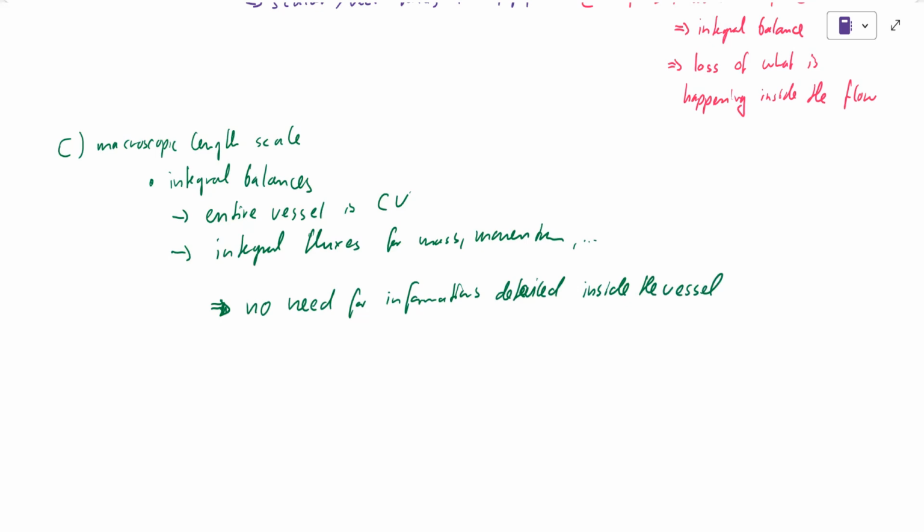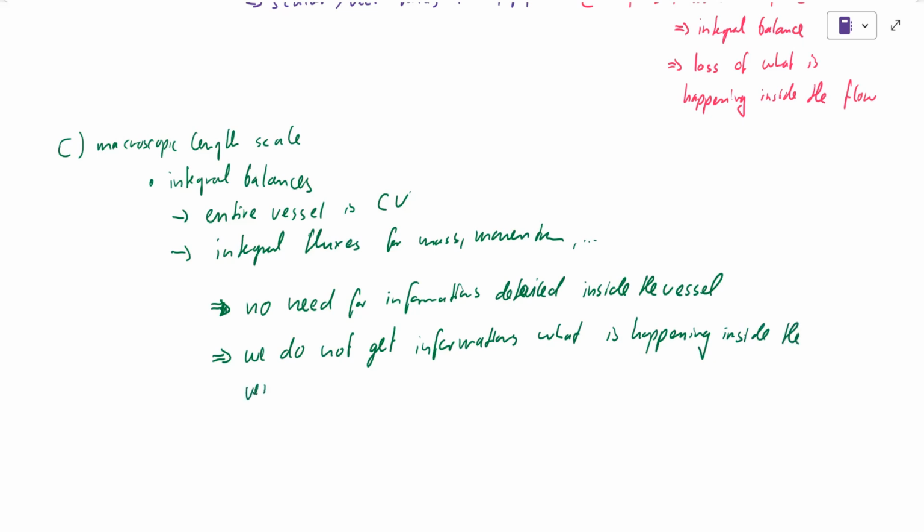And also, that's the drawback, of course, we do not get information about what's happening inside the vessel. So, for example, what's happening inside the pipe, the pump, or whatever. So, of course, we see that as engineers, if we want to have a look at the system itself, we have to use the macroscopic length scale.